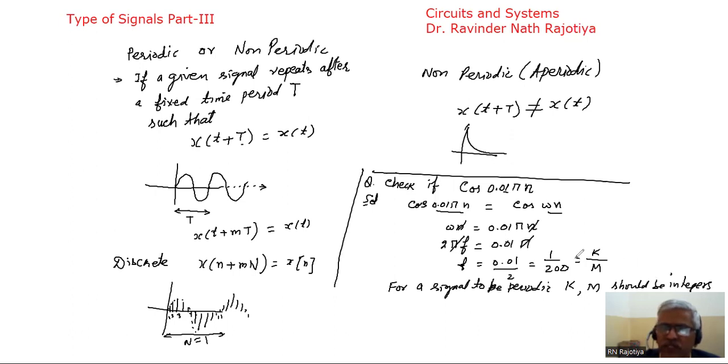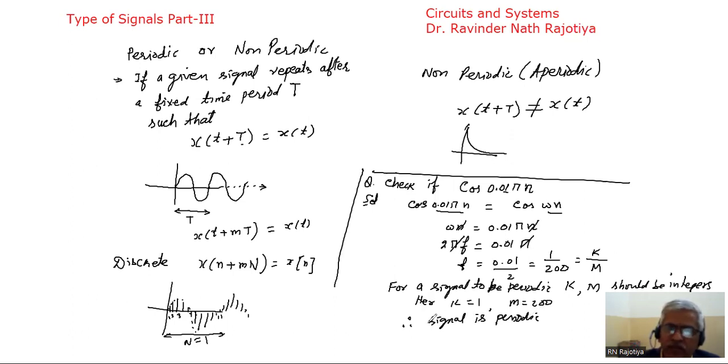So here I find that k is equal to 1 and m is equal to 200. Therefore I can say that the signal is periodic.